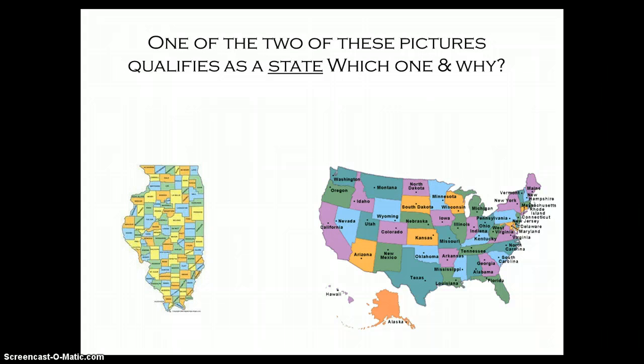Now, the first question that you're going to be asked to discuss in your Google Doc is this one. One of these two pictures qualifies as a state. Which one and why? Okay, so use the previous definition to help you answer that question once you finish this PowerPoint and you are logged onto your Google Doc.